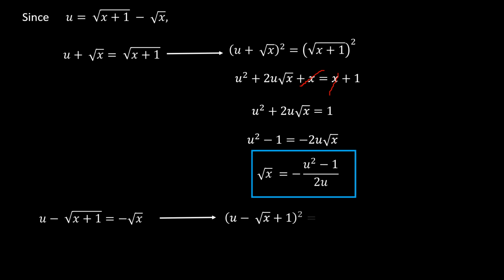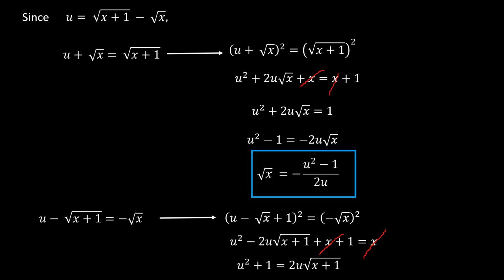When you square both the right-hand and left-hand sides, we're left with u squared minus 2u square root of x plus 1 plus x plus 1 is equal to x. So the x's here cancel one another, and you're left with u squared minus 2u square root of x plus 1 plus 1 is equal to 0. So we keep the u squared plus 1 on the left-hand side and transfer the 2u square root of x plus 1 to the right-hand side.